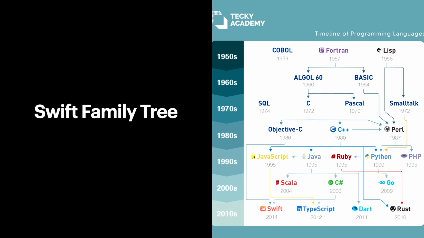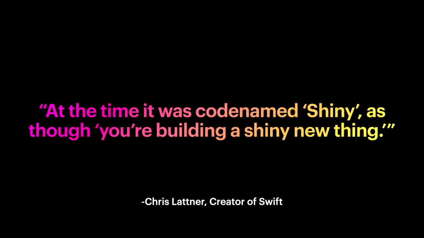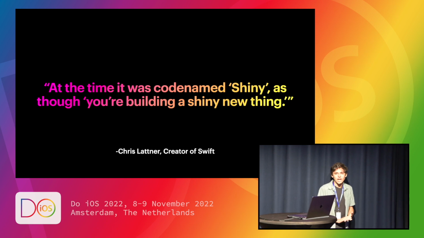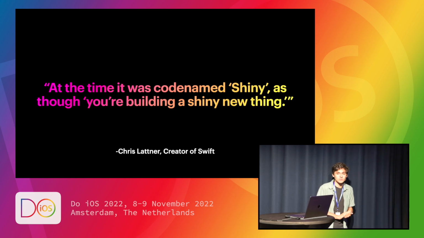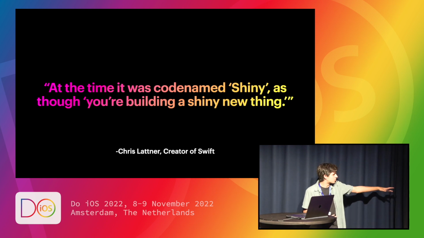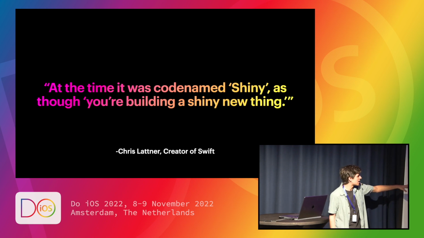The next thing to look at is where did Swift come from and where was it born? You can read through here. At the time that Swift was developed, it was officially just codenamed Shiny, as in it's some sort of shiny new thing. This was from the creator of Swift himself, Chris Lattner.